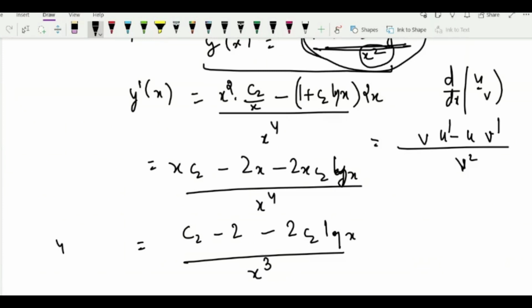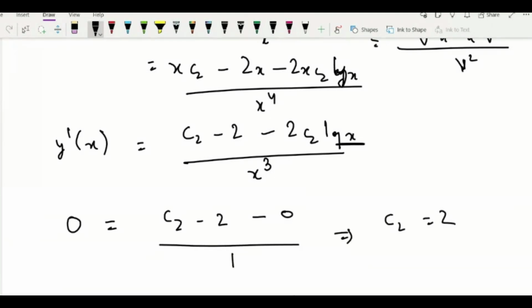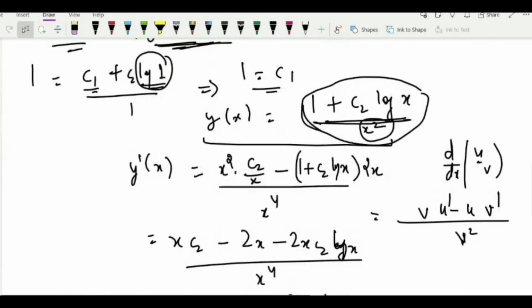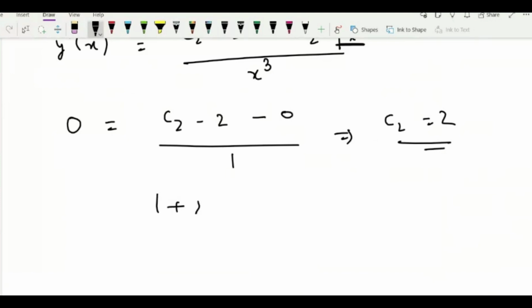Applying the second condition on the derivative, we have y dash 1 is equal to 0. Putting x is equal to 1, we get y dash 1 is equal to 0. Log 1 is equal to 0. So here we get c2 is equal to 2. Substituting back c2 is equal to 2, we get y(x) is equal to (1 plus 2 log x) upon x square.